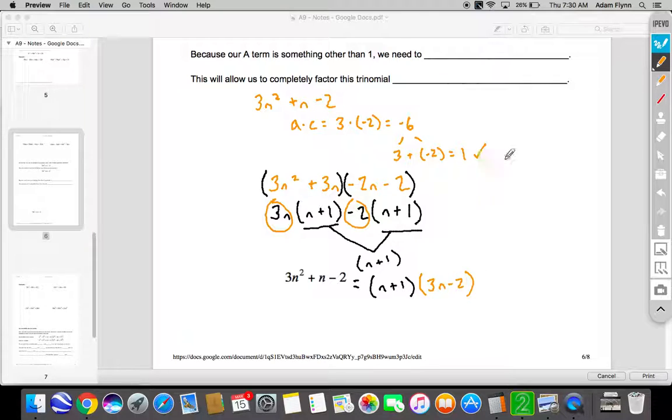At this point, you are ready for A9 factoring part 2.